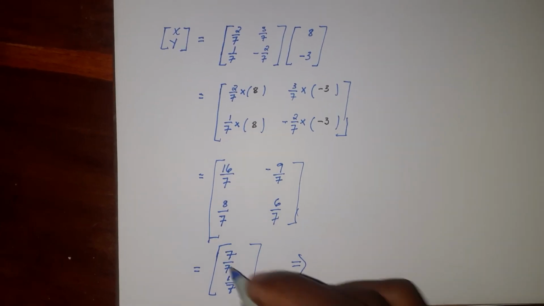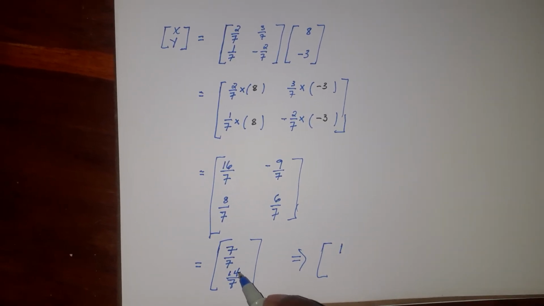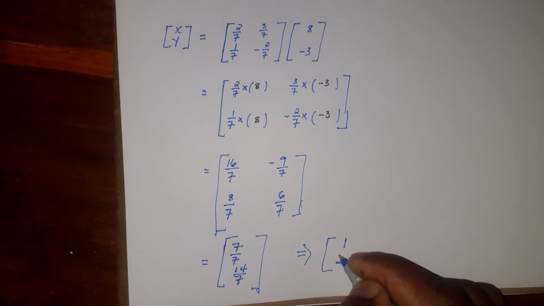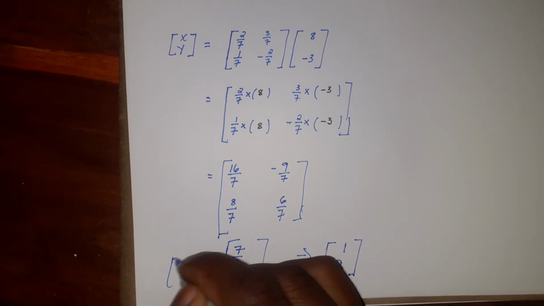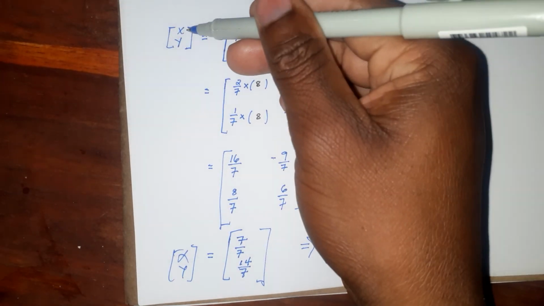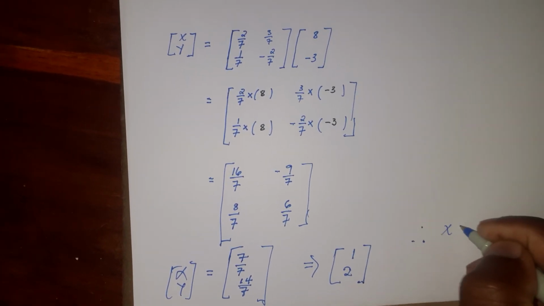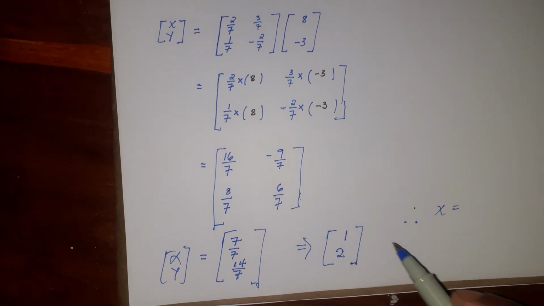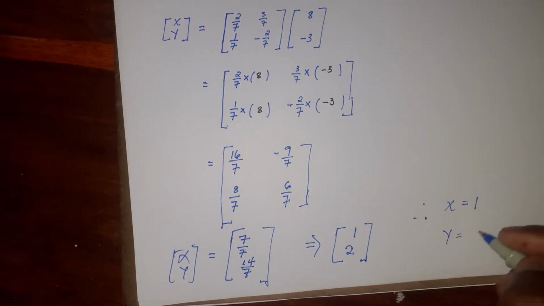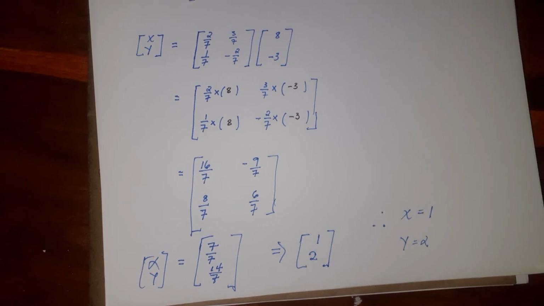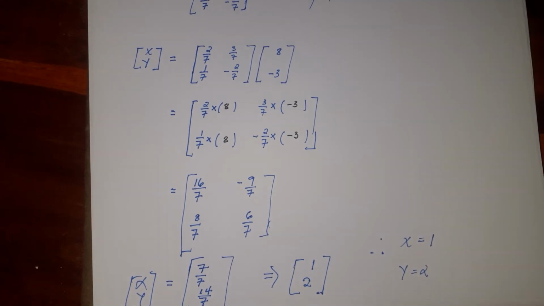We can now simplify these two. 7 divided by 7 is equal to 1. 14 divided by 7 is equal to 2. We can write here x and y. The x and y is coming from here throughout. Therefore, we can now say that our x value is the first number, which is 1, while our y value is the second number, which is 2. And those are the solutions for the two simultaneous equations.